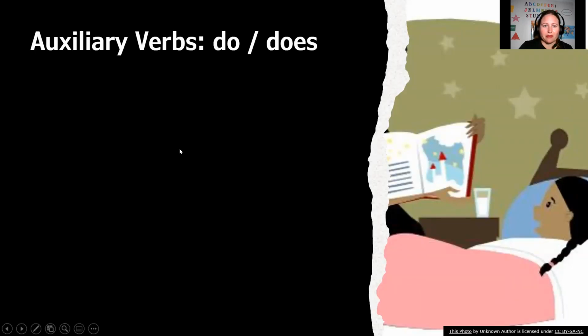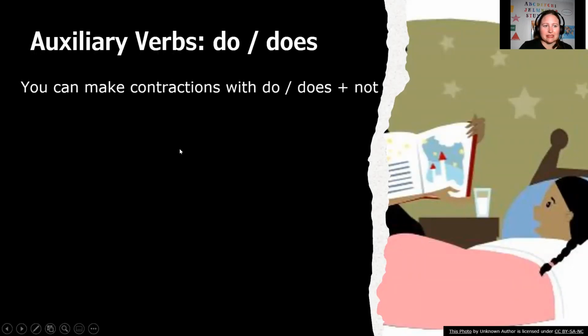Here's some more information about do and does. You can make contractions with do or does plus not. Do not contracted is don't. D-O-N apostrophe T. Don't.